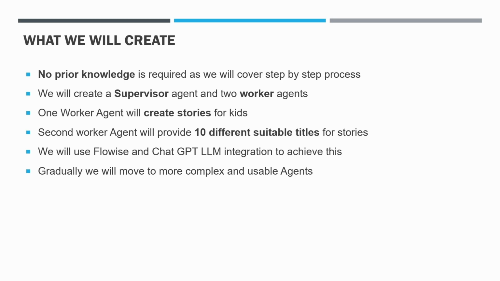Our first worker agent will create stories for kids, or you can make it do a different job if you like. The second worker agent will provide 10 different suitable titles for stories. To achieve this, we will use Flowise, which is a visual AI framework, and we'll use ChatGPT LLM integration. I plan to do a series of videos around AI agents, so we'll move to more complex and usable agents in coming videos.